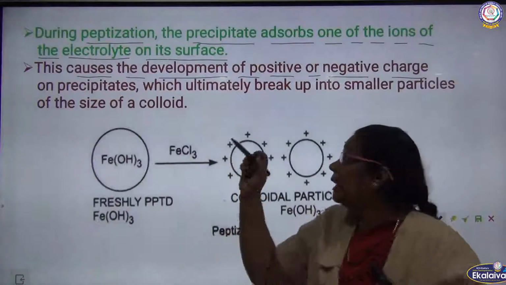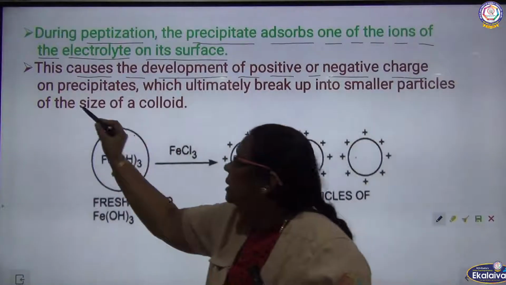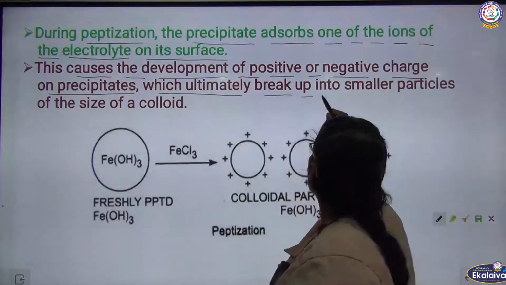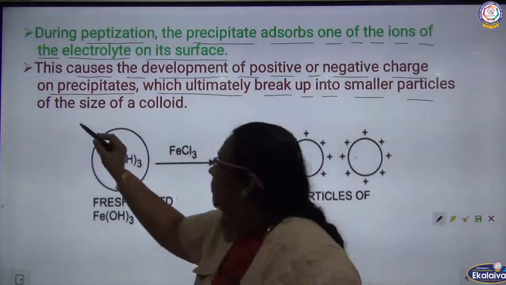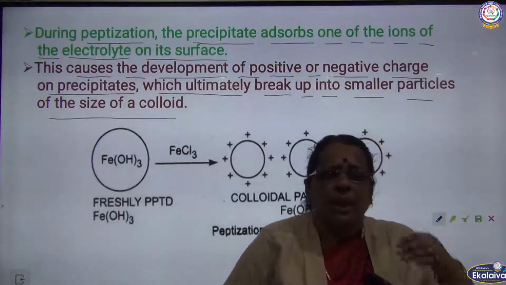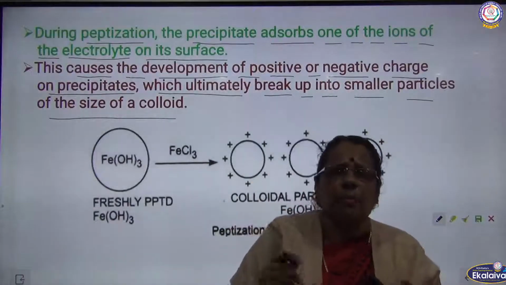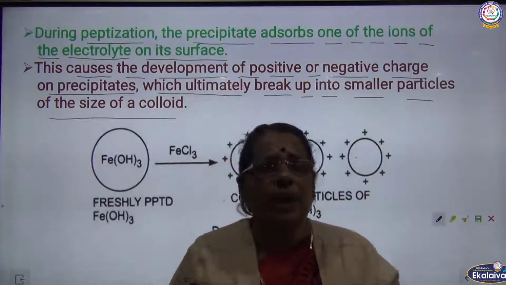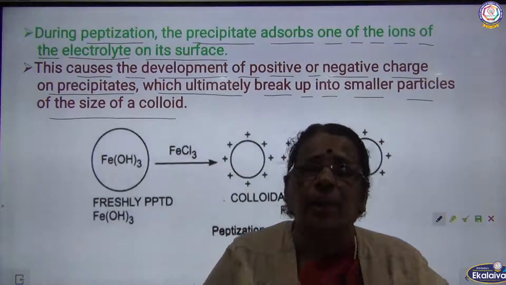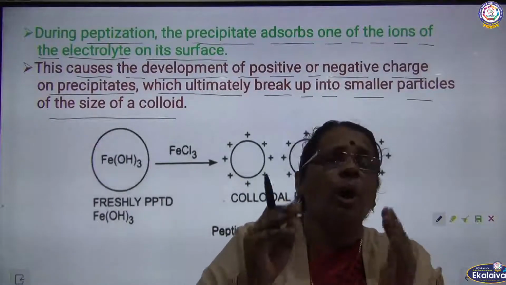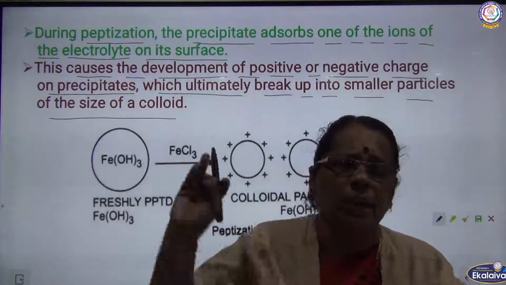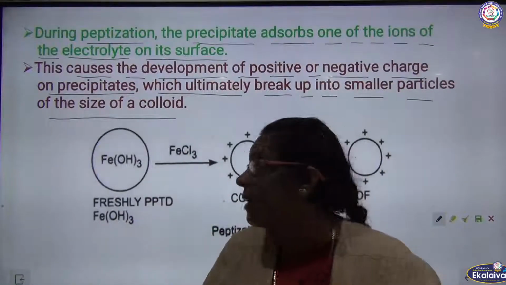Positive or negative charge develops on the precipitate, which ultimately breaks up into smaller particles of the size of a colloid. Actually, during peptization, the precipitate adsorbs ions of an electrolyte on its surface, and thereby the precipitate is converted into a colloid by the development of positive or negative charge on the precipitate. This method is known as peptization.